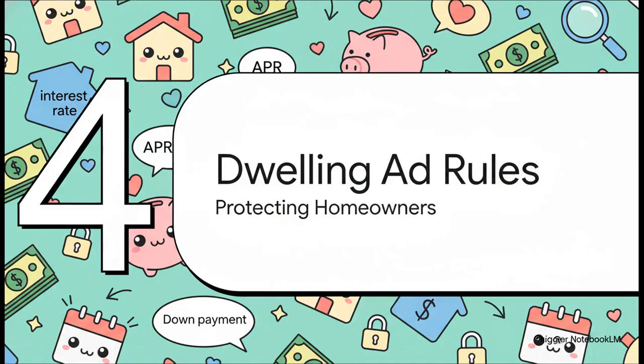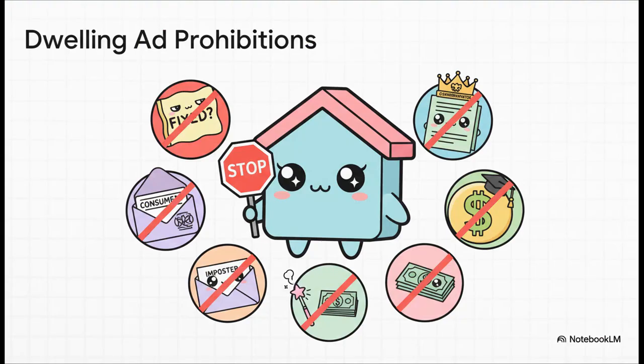Now, on top of all the trigger term stuff, there's another layer of rules. These ones apply specifically to advertisements for credit that's secured by a dwelling, and they're really designed to stop some very specific misleading things aimed at homeowners. You absolutely have to know these for the exam.